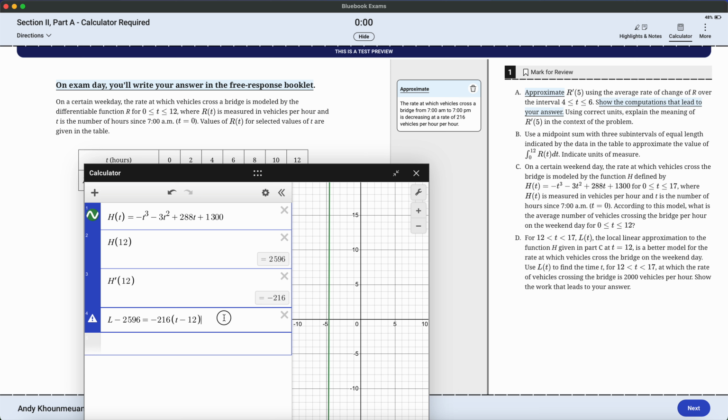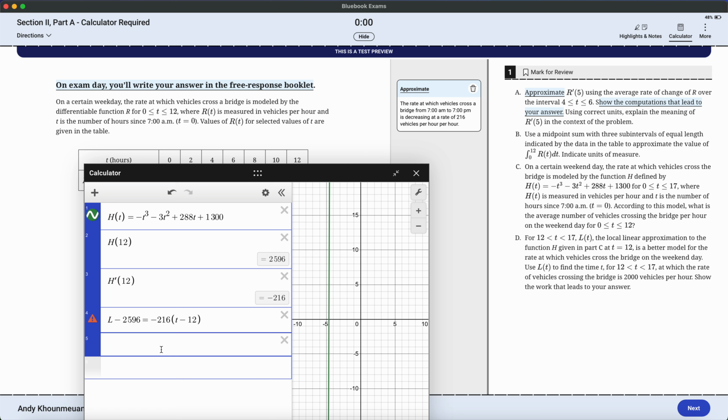for your linear approximation. So you'll have to write this on your booklet. And then the question is asking us at what rate of the vehicles crossing the bridge is 2,000 vehicles per hour. This right here is also a rate because remember that h of t is a rate, vehicles per hour.